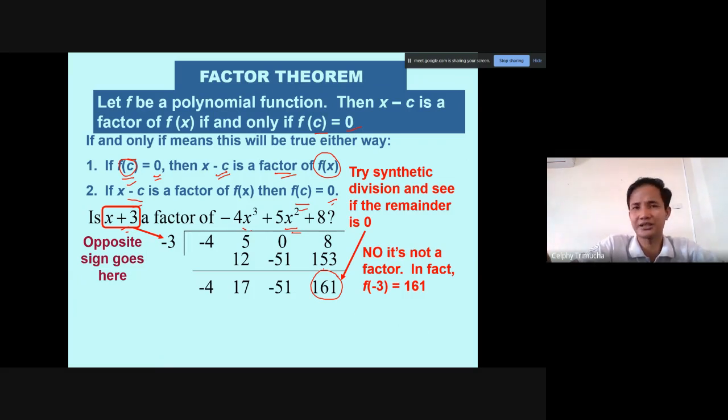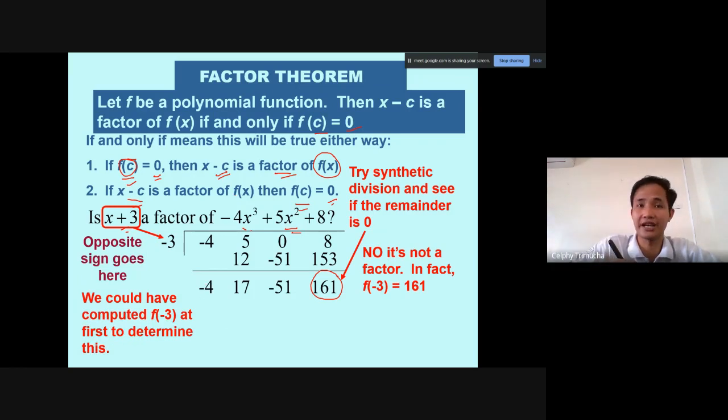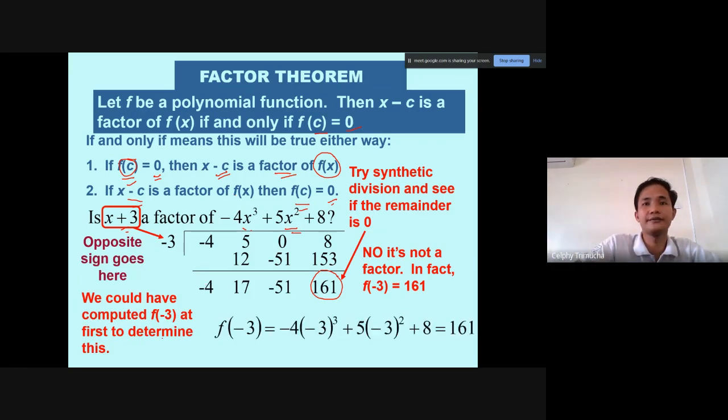So, it can be checked by synthetic division, but the fastest is by the remainder theorem. Just substitute directly. So, we have f of negative 3. So, we come up with the same answer, which is 161. So, since our answer is not 0, it is not a factor.